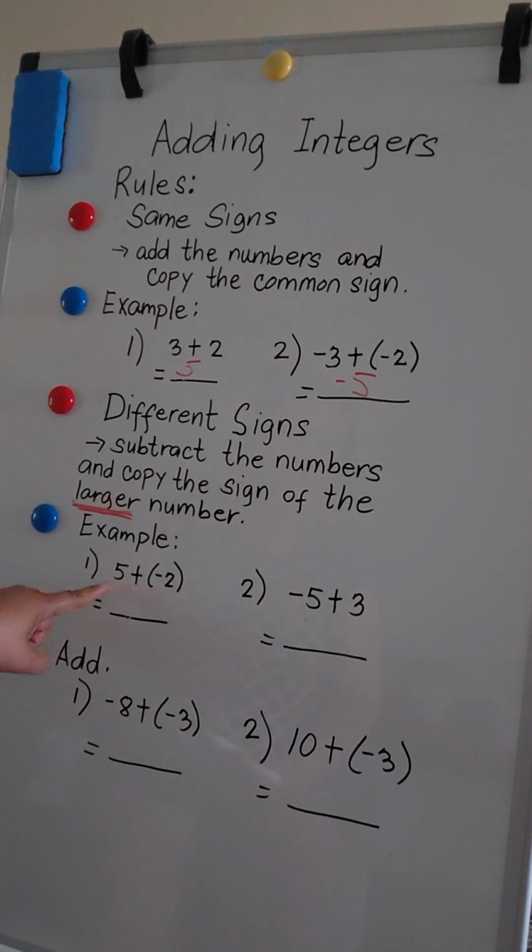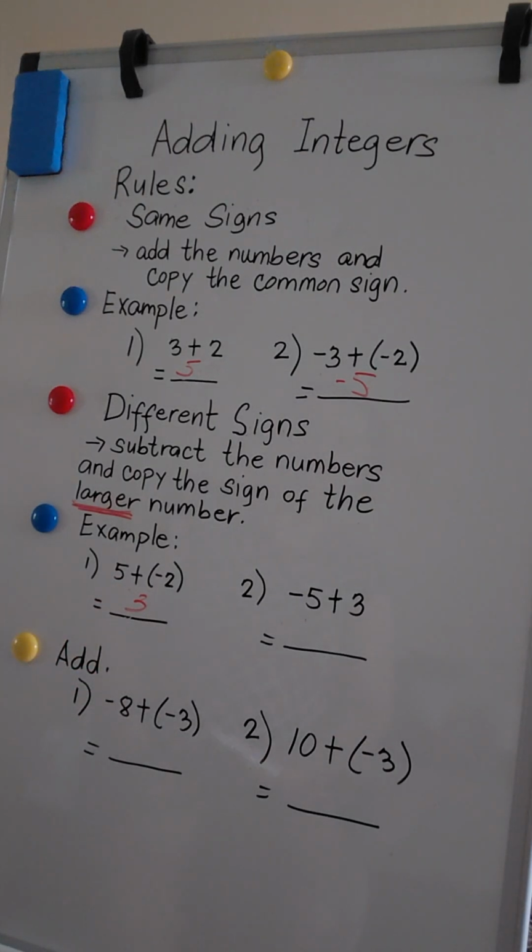Again, you're adding different signs. What are we going to do? We have to subtract. So 5 minus 2 is 3. Next, copy the sign of the larger number. Which one is larger between 5 and 2? Obviously, we have 5. What is the sign of 5? Positive. So our answer is positive 3. You may write positive 3 or you may not. That's understood to be a positive.